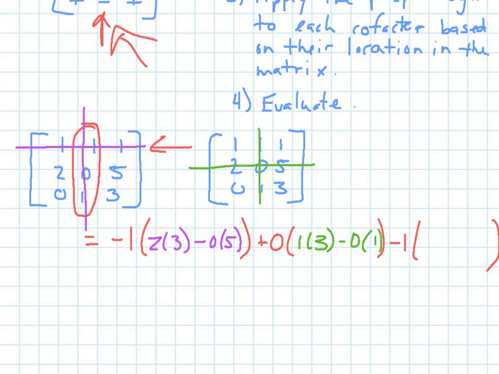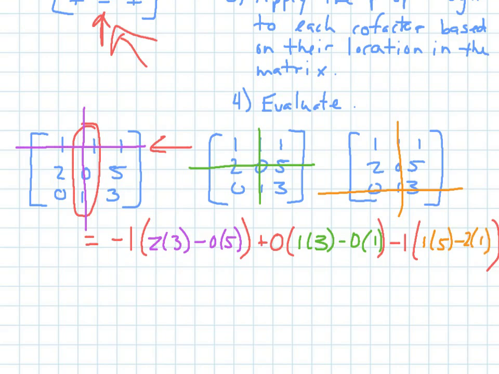Okay, and let's create another one so you can see this one as well. Let's put this one in orange. So 1 is in that middle column, and then you cross out the bottom row. So then it leaves you with 1, 1, 2, 5. So 1 times 5 minus 2 times 1. Okay, so that's how we get those submatrices, the 2 by 2s, because of the values you picked and then crossing them out.